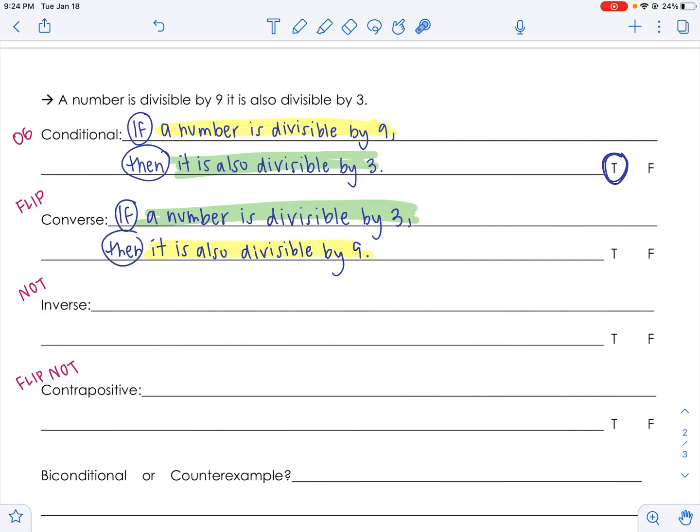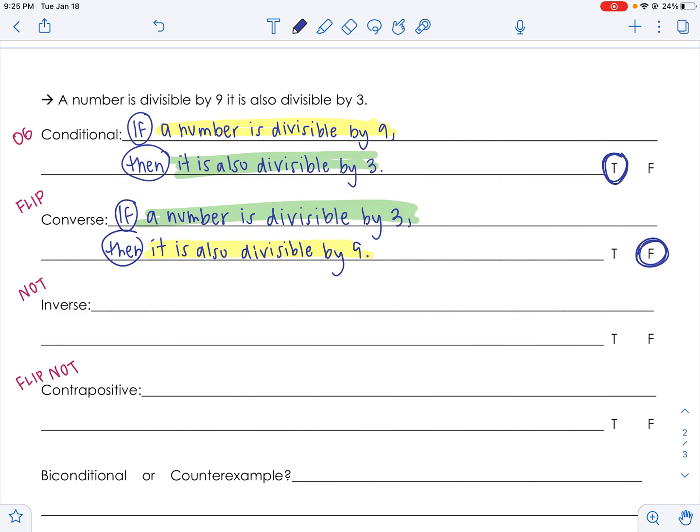And now we have to ask ourselves, is that statement true? So what are some numbers that are divisible by 3? 3, 6, 9, 12, 15, 18. Does 9 go into all of those numbers? Well, does 9 go into 3? No. Does 9 go into 6? No. Does 9 go into 12? No. So is that statement true? Not necessarily. That's false. It really depends on the number.